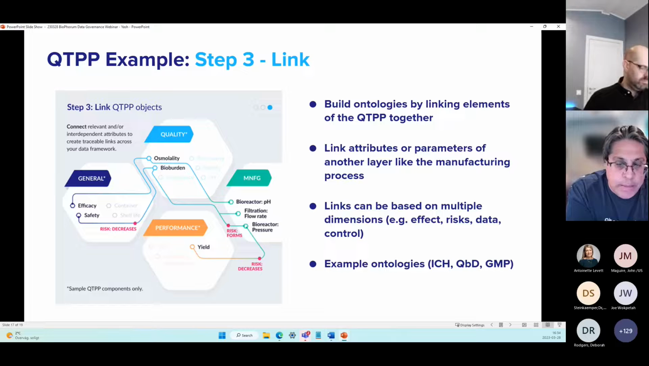You can make them based on the effect of the input to the output. You can do it based on risks. You can do it based on your data, based on control strategies. There's a lot of different ways you can make these links. But ultimately, you have the flexibility to do this now, given that you've broken these elements of information apart. And again, in this example, we're just sort of using the ontologies of ICH, QBD, and GMP to build these relationships between the different elements that have been indexed separately.